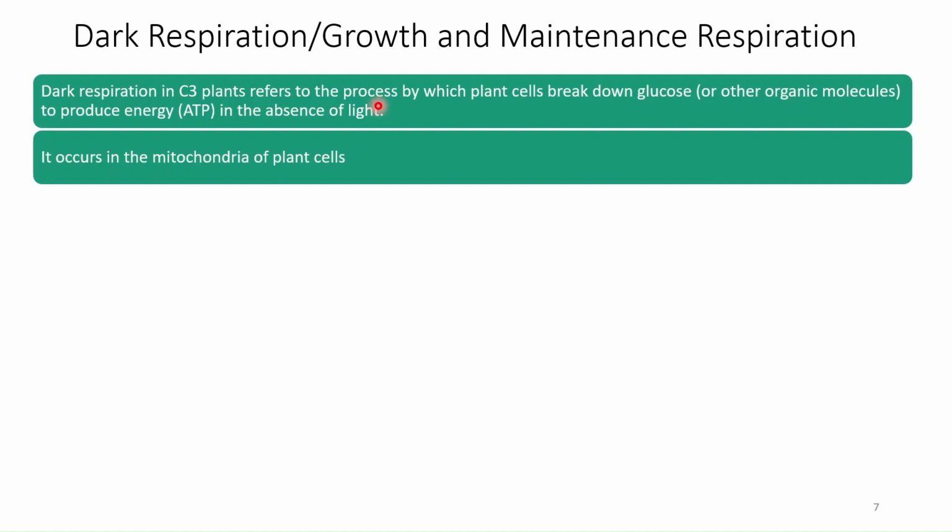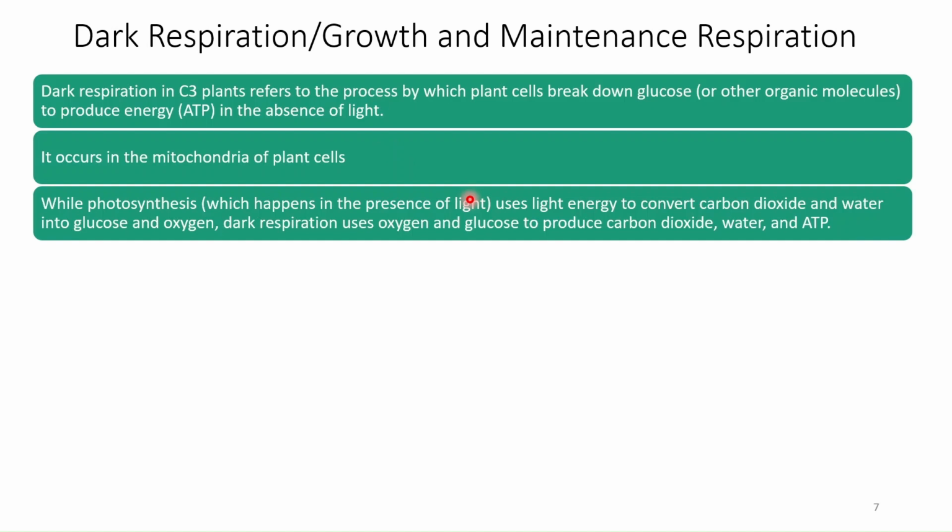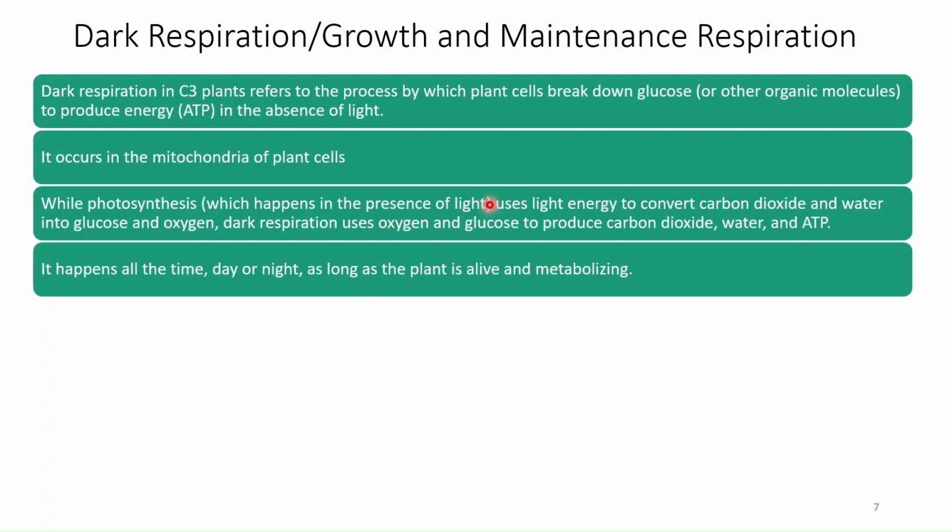And this dark respiration occurs in the mitochondria of plant cells. Now, while photosynthesis is using light energy to convert carbon dioxide and water into glucose and oxygen, dark respiration takes up oxygen and uses the glucose that is produced during photosynthesis to produce carbon dioxide, water, and ATP. Now, unlike photosynthesis, which requires light, this process does not require light, and since it's a respiratory process, it is using up oxygen. So, irrespective of time, it is always happening, day, night, as long as the plant is alive and making use of the energy for various purposes.